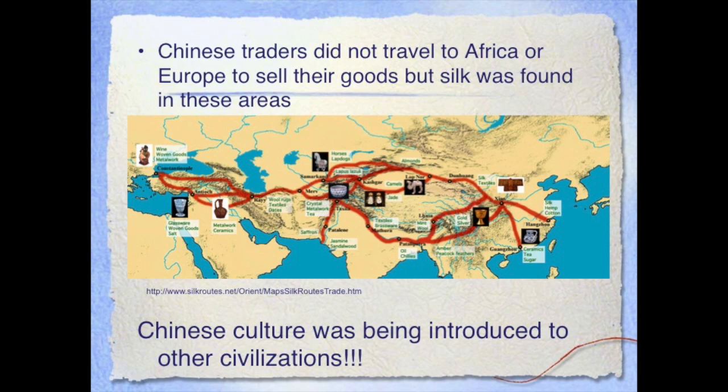As I said, the Romans really liked silk and wanted to find out who made them. So on your study guide now, I'd like for you to look at the map and write down at least 3 things that were found throughout this area of the world. What was exciting is that Chinese culture was being introduced to other civilizations.